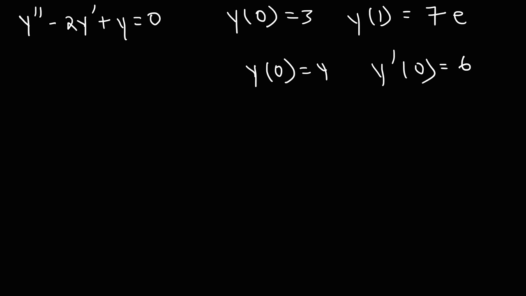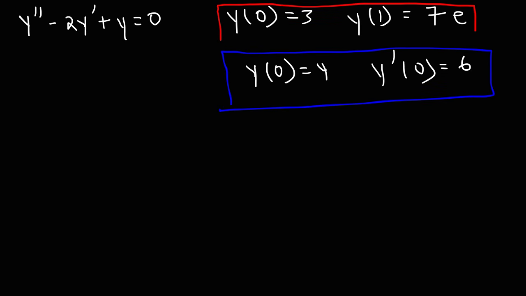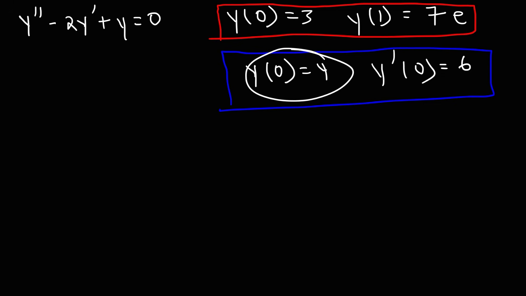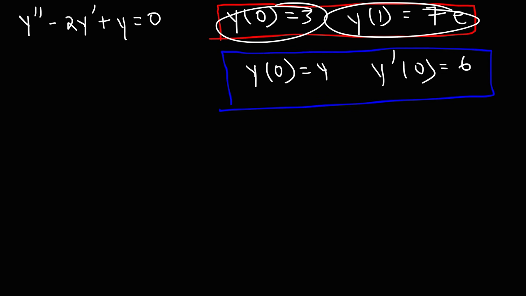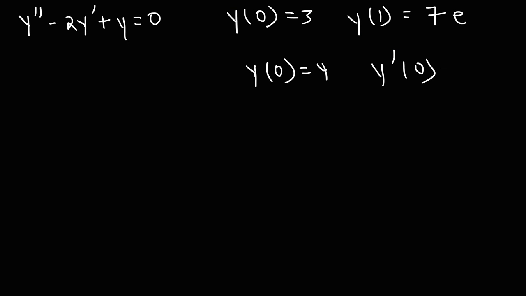So notice the difference between the initial value problem and the boundary value problem. In the initial value problem, we have a point in the y function and in y prime. In the boundary value problem, we have 2 points in the original function y. And so that's how you can quickly distinguish if you're dealing with the initial value problem versus the boundary value problem. So now let's go ahead and work on this example problem.